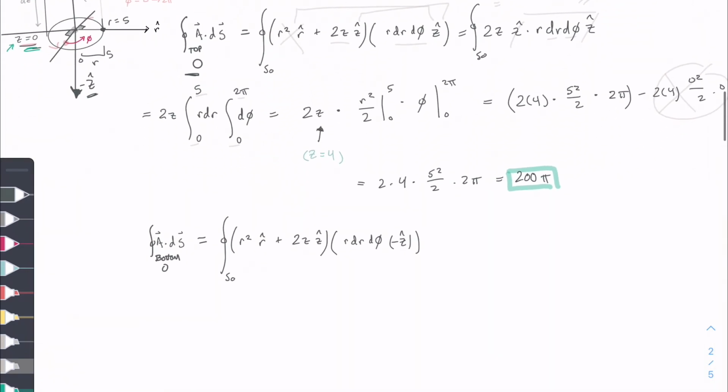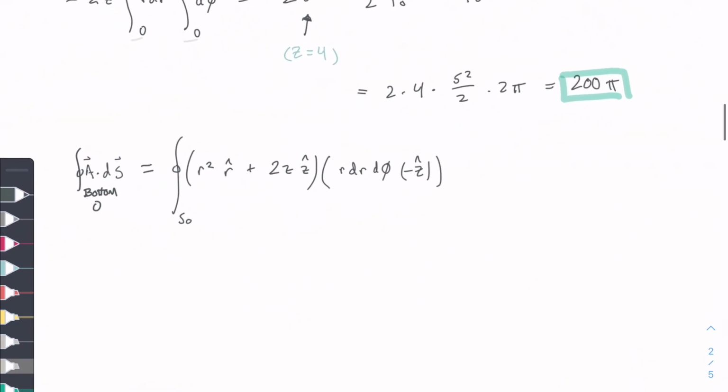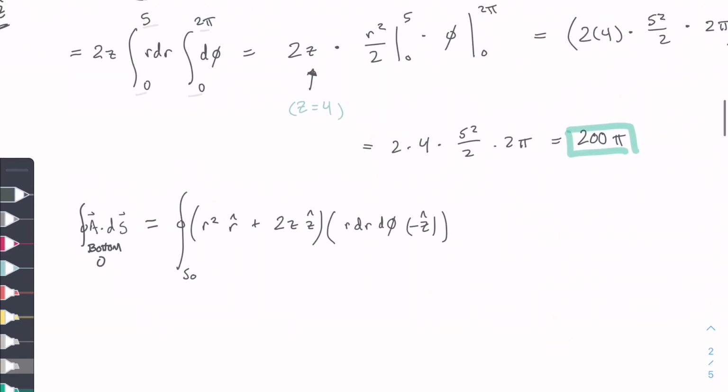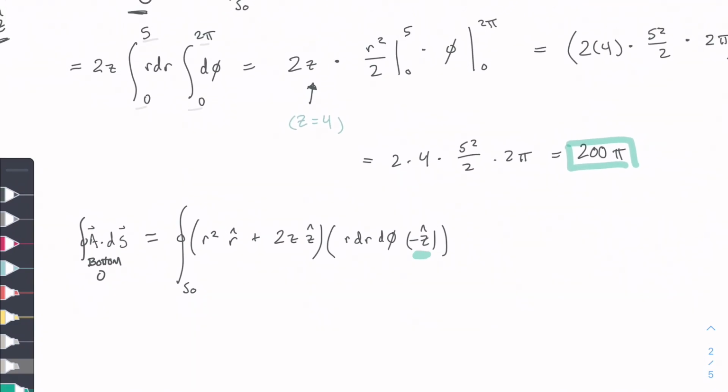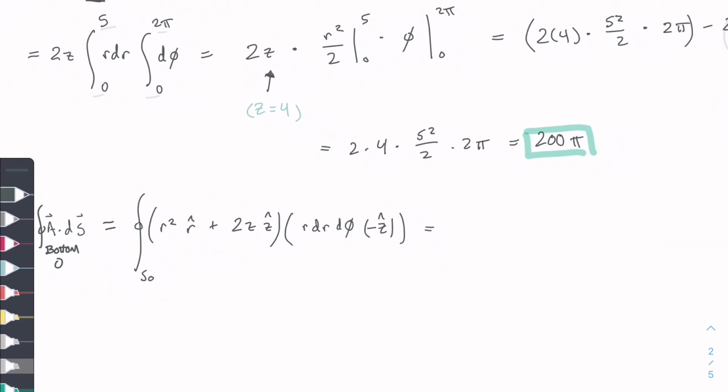All right, so then for my bottom. So similar approach for the bottom. The only thing that's different in this expression is I have a negative z, right? But I'm going to do the same approach for everything else.